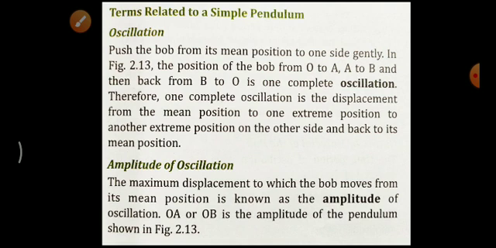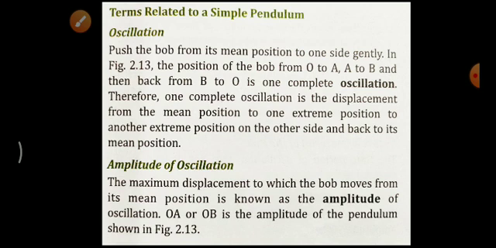First one is the oscillation. So if the simple pendulum is present in the mean position and it is not moving anywhere, then push the bob from its mean position to one side gently. Just displace the bob, or move the bob, to one side gently. In figure 2.13, that previous figure, the movement of the bob from O to A to B, and then back from B to O is one complete oscillation.